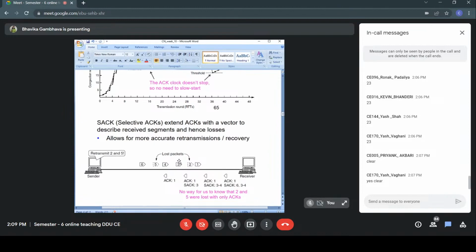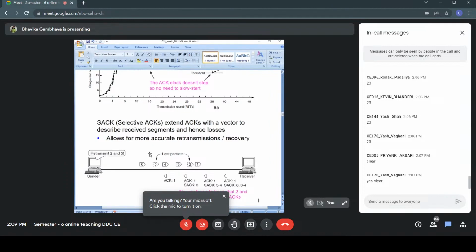Now 2 is not delivered, 3 is delivered. So what does it do? It sends a duplicate acknowledgement of 1, and in the selective acknowledgement, in the option, it writes that I am also having 3. When 4 is delivered, it sends a duplicate acknowledgement of 1. But apart from that, in the SACK information, selective acknowledgement information, which is in the option, not in the compulsory header, it writes down 3, 4. Like I'm having 3 and 4.